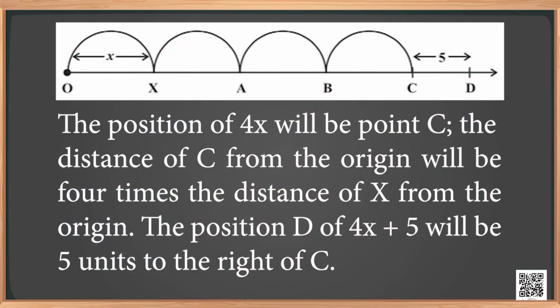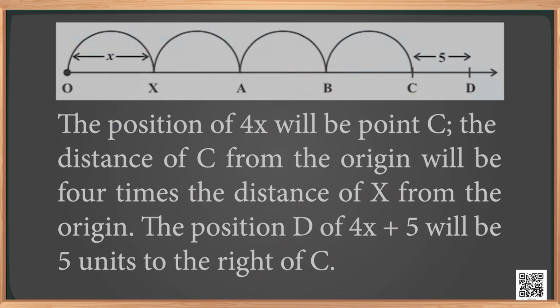Similarly, we will try to represent 4x and 4x plus 5 on the number line. The position of 4x will be point C as shown in the figure. The distance of C from the origin will be 4 times the distance of x from the origin. The position D of 4x plus 5 will be 5 units to the right of C.